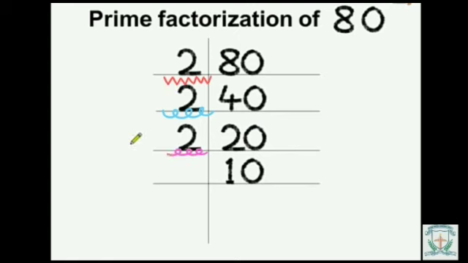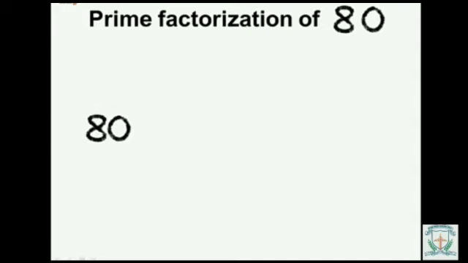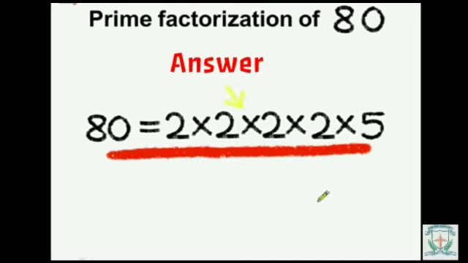Here 10 is also an even number. So dividing 10 by 2 gives 5 as a quotient. Now 5 is a prime number, hence 5 is divisible by 5 itself, which gives 1 as a quotient. So here we did the prime factorization of 80 and you can see all the divisors are prime numbers. Hence 80 is equal to 2 multiplied by 2 multiplied by 2 multiplied by 2 multiplied by 5. So this is the prime factorization of 80.